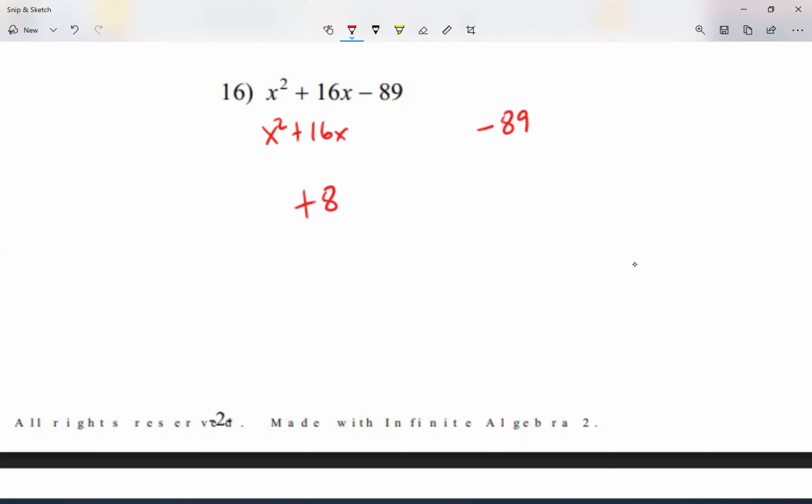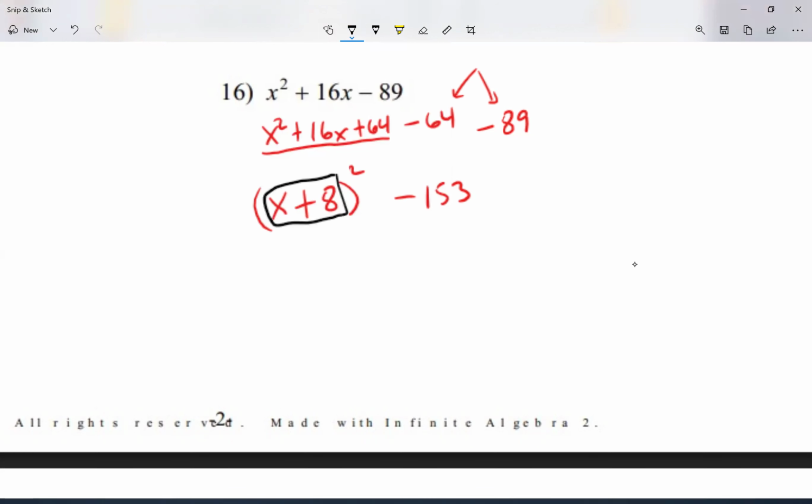What's 8 squared? So what's 8 times 8? Well, 64. So let me go plus 64 minus 64. I know the first three terms, x squared plus 16x plus 64, that is basically x plus 8 whole squared. So I completed the square. When I combine these last two numbers, negative 64 and a negative 89, that gives me negative 153. So my first box is x plus 8, and the second box is minus 153.